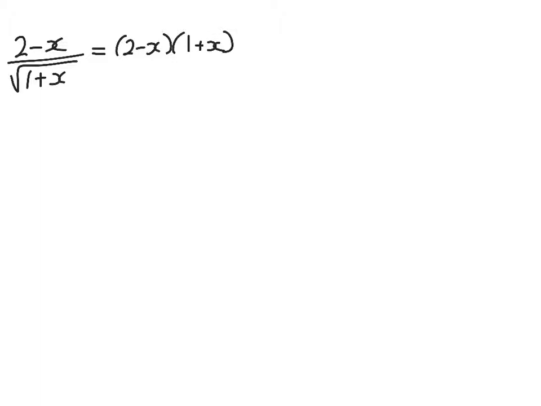Okay, so the first step with our first question is to rewrite this expression using a negative power. So we get 2 minus x times 1 plus x to the negative a half. So let's now do that binomial expansion.